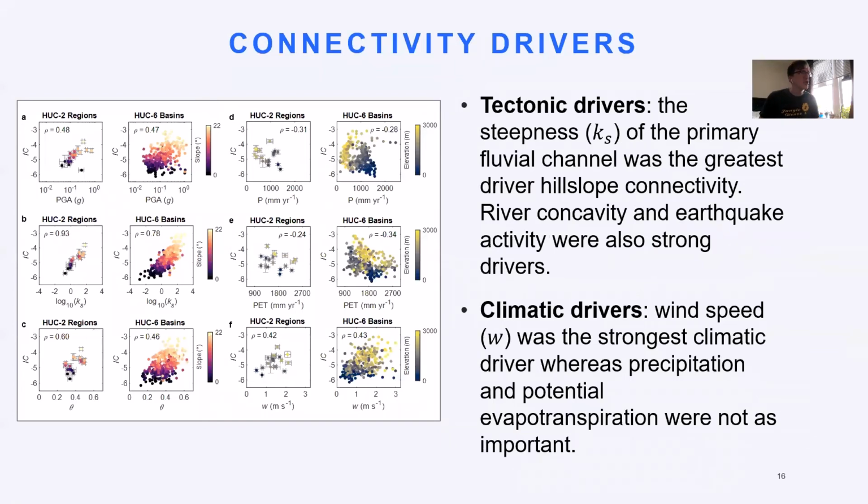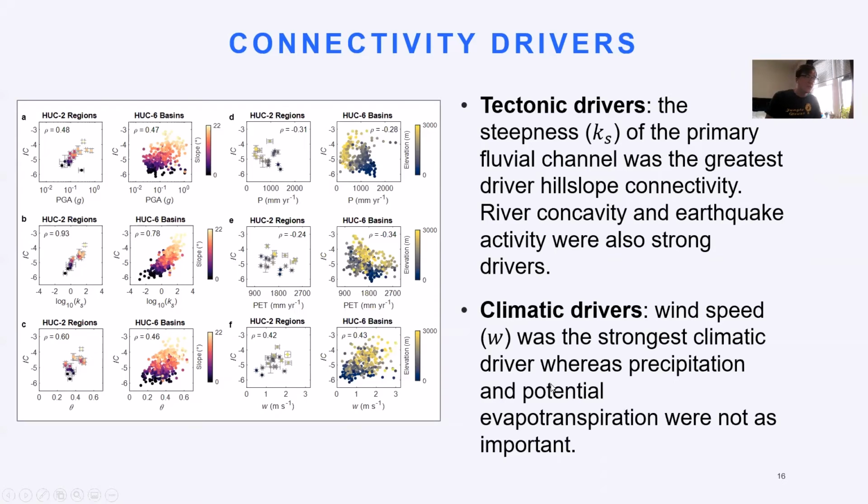And these correlation plots show that for tectonic drivers, the steepness of the main rivers and tributaries has the strongest control on hill slope connectivity. So the steeper the main river, the more well-connected the hill slopes are. River concavity and peak ground acceleration from earthquakes also have a strong positive relationship, but not quite so as the steepness of the main river.